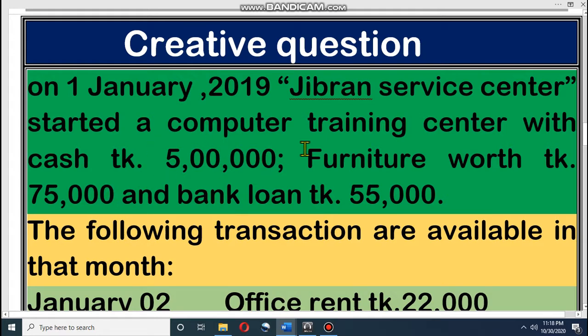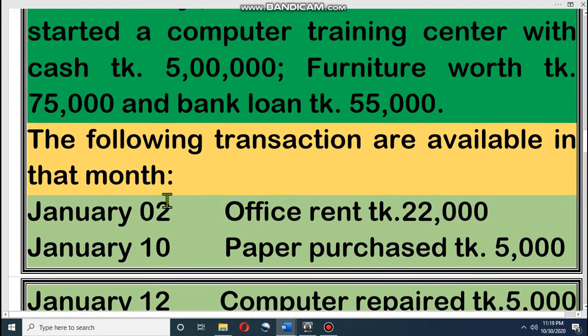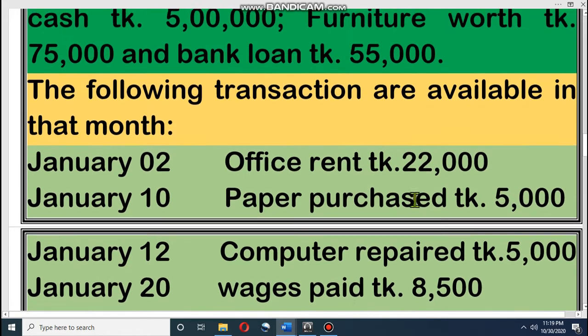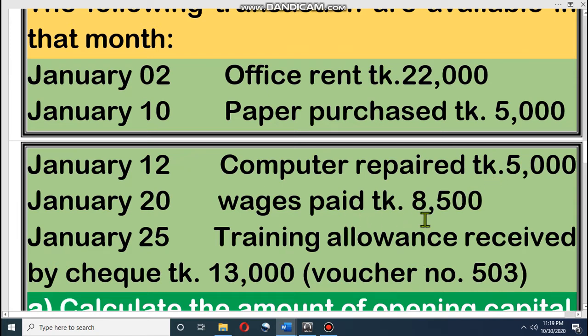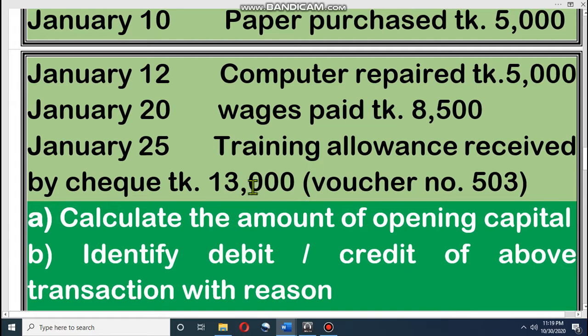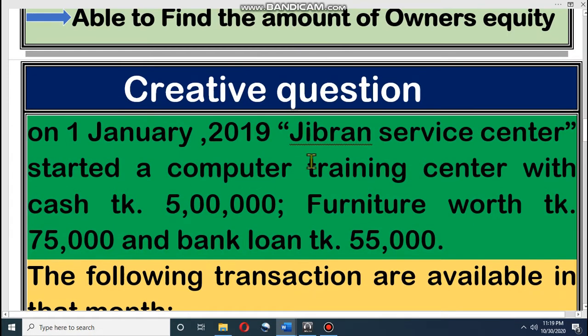We are taking some transactions from Gibran Service Center, which started a computer training center with cash taka 5 lakh, furniture 75,000 and bank loan 55,000. And the other transactions are office rent, paper purchased, computer repair, wages paid, training allowance received. These are some transactions from Gibran Service Center, and this is a computer training center. That means this is a service oriented organization.